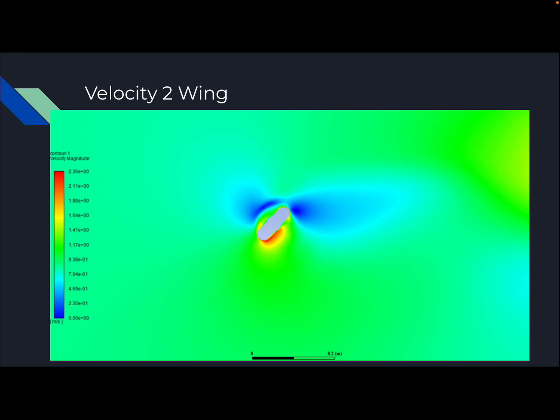Compared to the two-wing here, the blue blob is actually much smaller, meaning that we would have less drag at this moment in the picture. And on the bottom, you also see the same red high-speed air flowing over the bottom of the two-wing there.